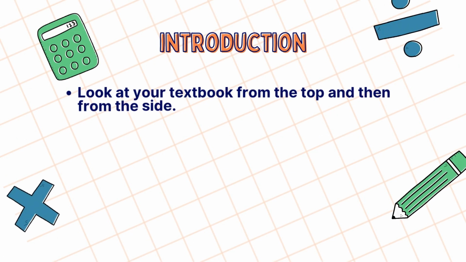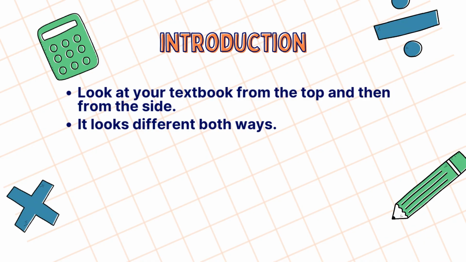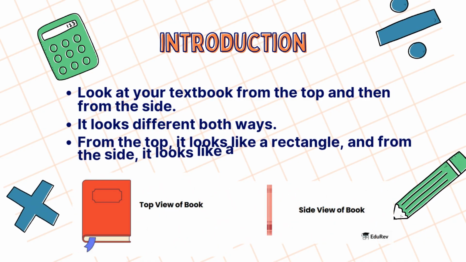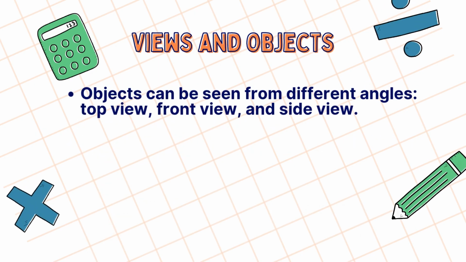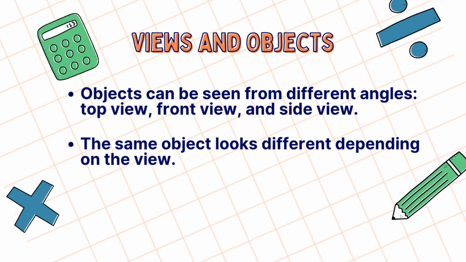Today, we will explore the different views of 3D shapes. Look at your textbook from the top and then from the side. It looks different both ways. From the top, it looks like a rectangle, and from the side, it looks like a line. Objects can be seen from different angles: top view, front view, and side view. The same object looks different depending on the view.